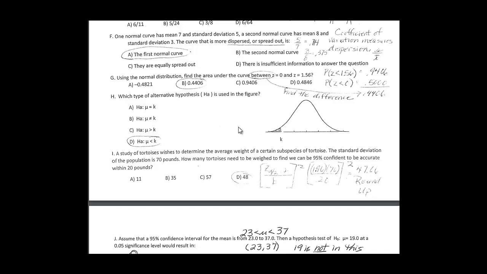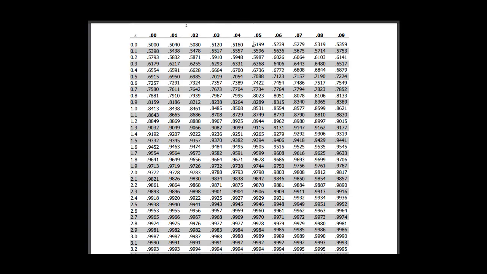For this next one, using the normal distribution, find the area under the curve between z equals 0 and z equals 1.56. We could do this on StatCrunch, or you can do this on the normal distribution table. I'm sorry, not the t-table, the normal distribution. I wonder if I have that somewhere opened up here. There we go.